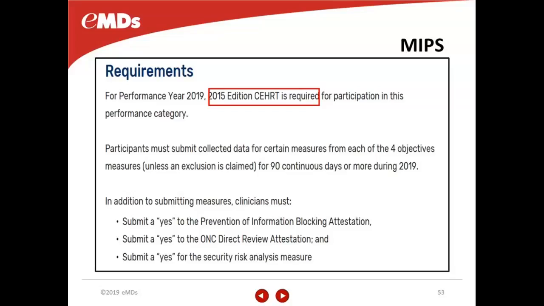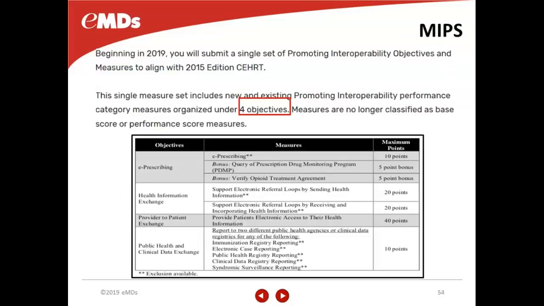And then it has to be for continuous days or more in 2019, but it has to be on that 2015 certification information that pulls through, which you'll have that ability very shortly in the first part of this year. So this is, if you weren't aware of them, the new four objectives for the MIPS reporting. You can see that it's gone down from where we were last year.